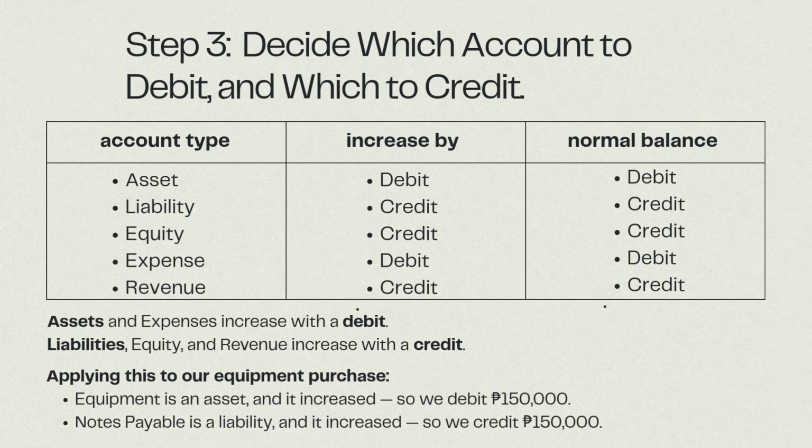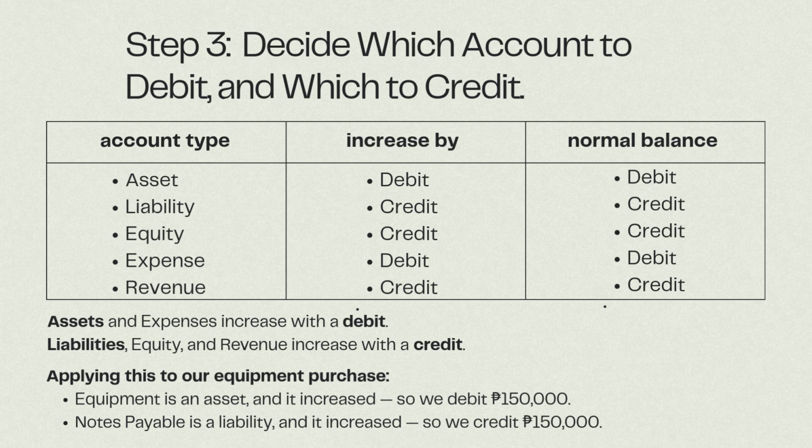Step 3. Decide which account to debit and which to credit. To make this decision, we use the rules of debits and credits, which follow a simple pattern. Let me read this small but important table slowly and clearly for you. Account type: asset, increase by debit, normal balance debit. Account type: liability, increase by credit, normal balance credit. Account type: equity, increase by credit, normal balance credit. Account type: expense, increase by debit, normal balance debit. Account type: revenue, increase by credit, normal balance credit. Let's pause here. Assets and expenses increase with a debit.